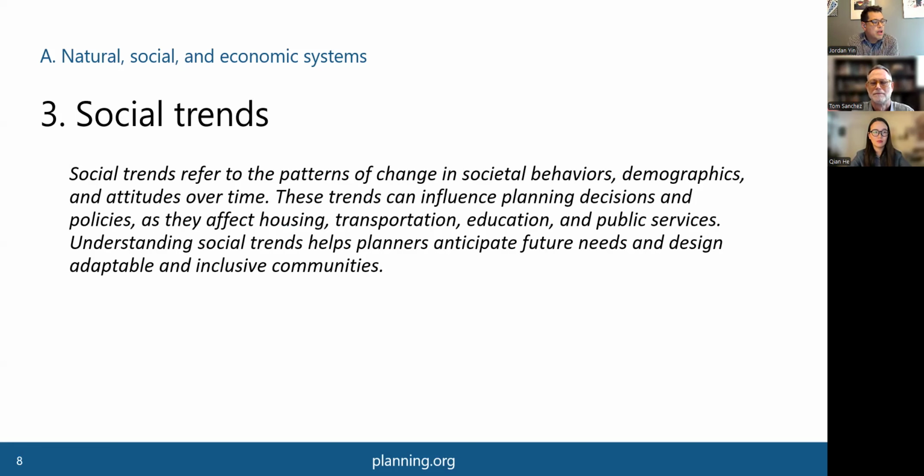Social trends. Social trends refer to the patterns of change in societal behaviors, demographics, and attitudes over time. These trends can influence planning decisions and policies as they affect housing, transportation, education, public services. Understanding these helps planners anticipate future needs and design adaptable and inclusive communities. Again, not necessarily a specific definition, but something to be aware of, and probably draws a reasonable set of boundaries over how one might think about studying social trends in relation to the kinds of questions that might appear on an exam.